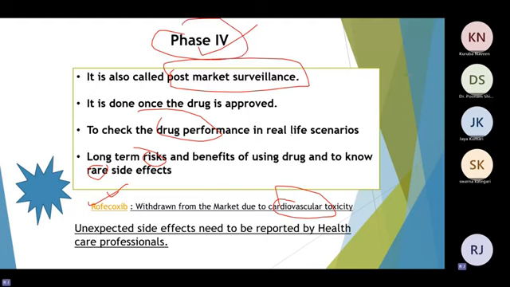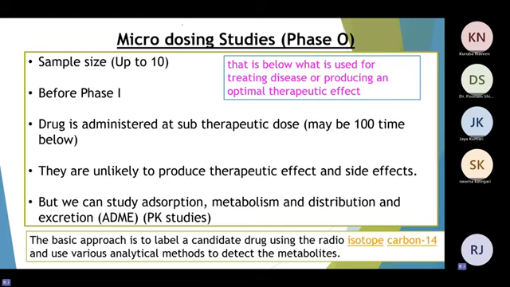Now we learned about phase 1, then we have learned about phase 1A, phase 1B, phase 2A, phase 2B, phase 3, phase 4. There is one different kind of study that is called phase 0. Okay, this is not that much common now, but still it is done by many organizations. So it is called micro dosing studies. So generally, what happens? It is tested in 5 or 6 people, sometimes 8, 9. Generally, the number of people in which a drug is tested will not be more than 10.